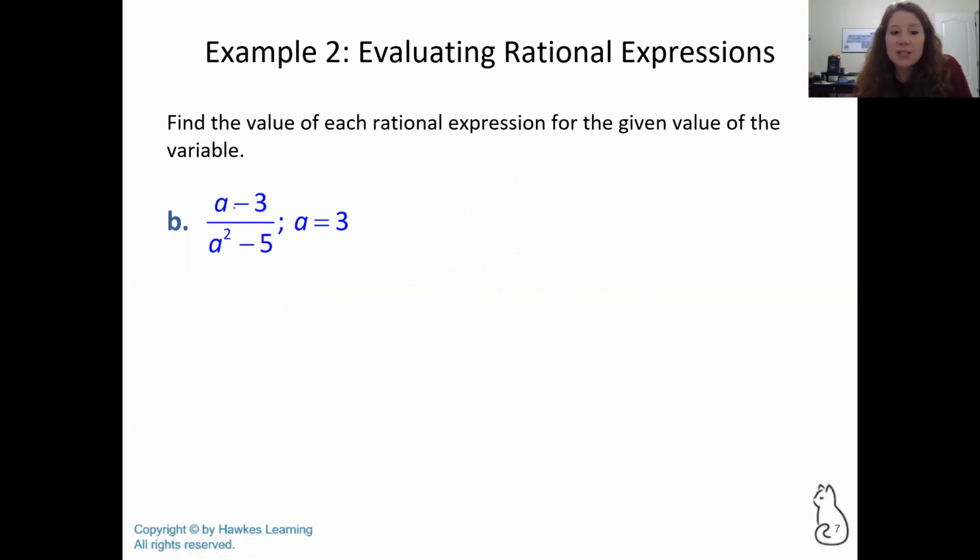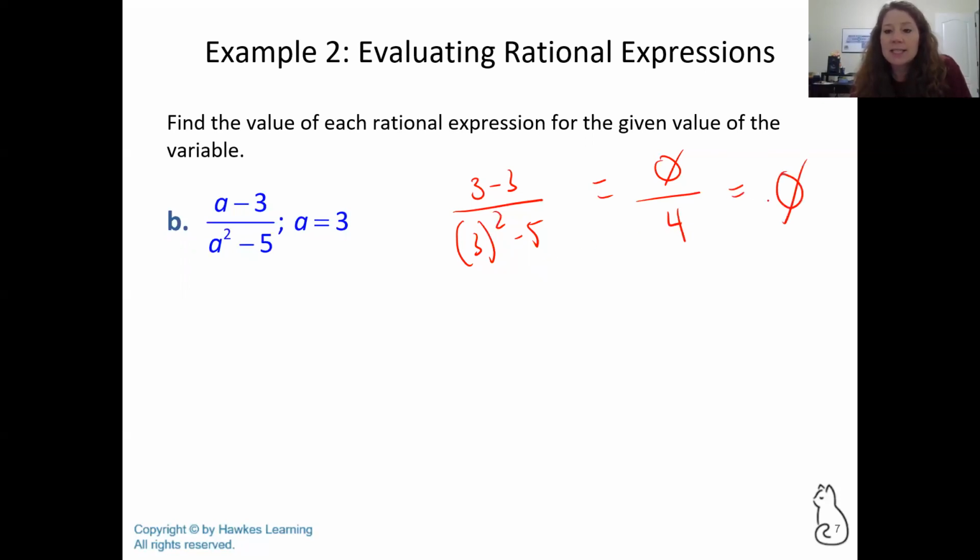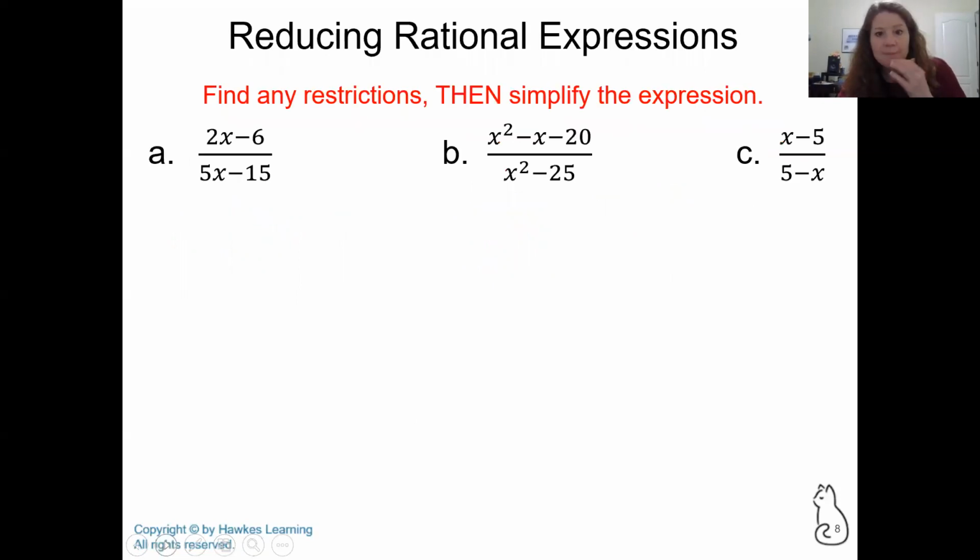All right, here it tells us to find the value of each rational expression for the given variable. All right, so a is 3, so we're going to do 3 minus 3 over 3 squared minus 5. So we have 0 divided by 9 minus 5 is 4. And 0 divided by anything is 0. So you guys are going to be doing some of those substitution problems.